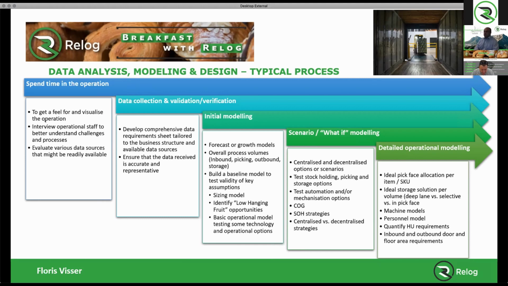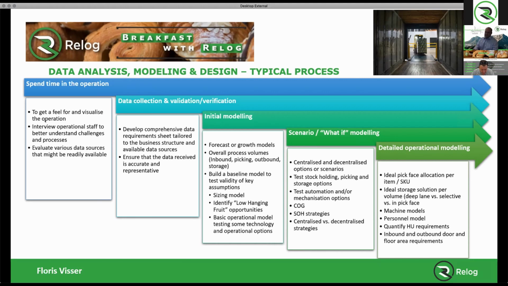Then we start playing what-if scenarios, and this can take a considerable amount of time, depending on how many what-ifs you're doing: centralized, decentralized, testing various stockholding plans, looking at automation or mechanization, center of gravity, stock on hand strategies, etc. Really trying to test the boundaries of what we can do with the business and where the key trigger points of optimization are within the operation.